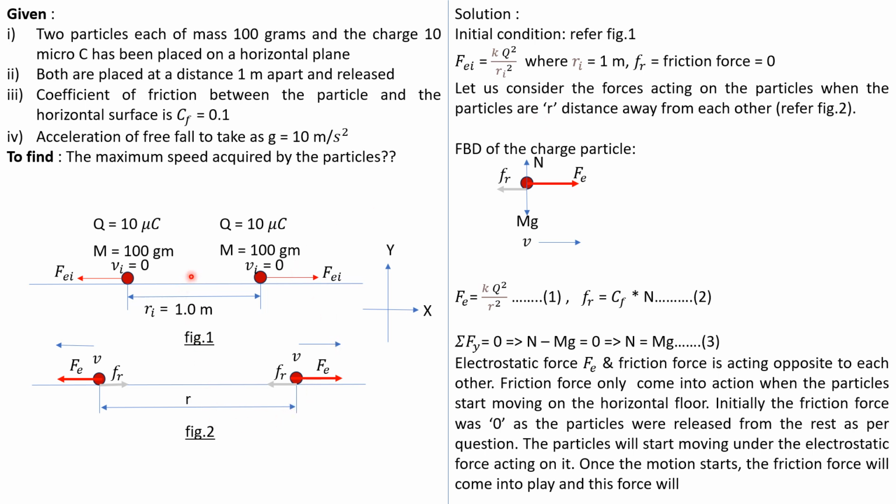Now, due to the electrostatic force, these particles will start moving and the friction force will come into action. So we have taken the forces in this diagram in figure 2 when the gap between these two particles was r and velocity v was achieved. Electrostatic force at that time has been notated as F subscript E.